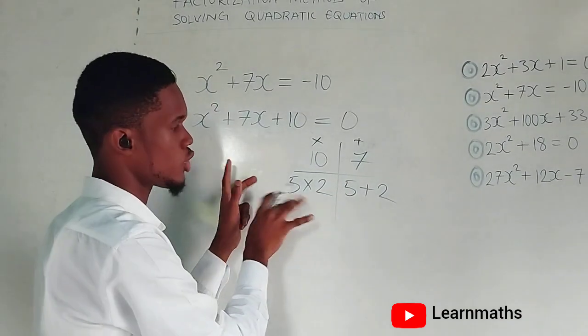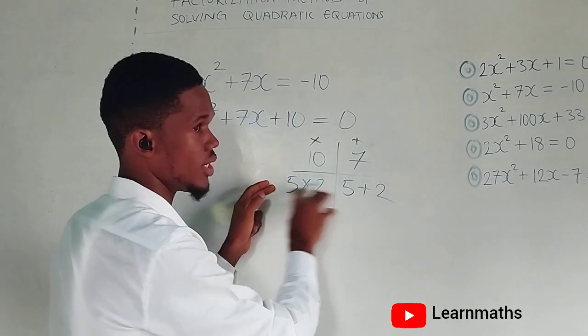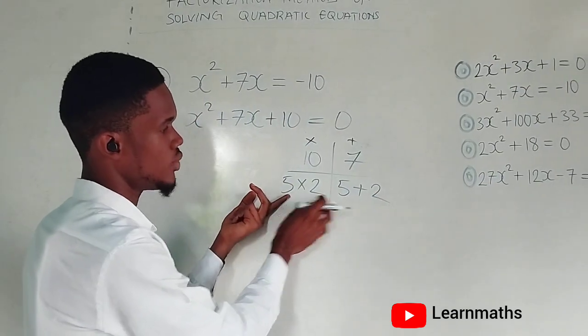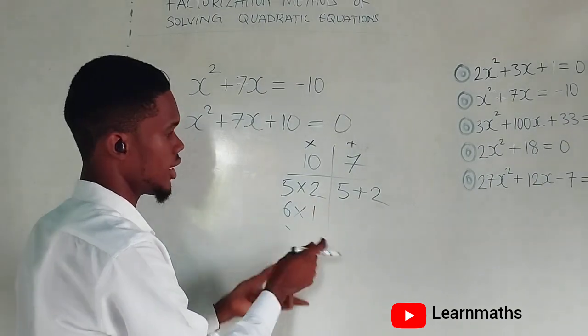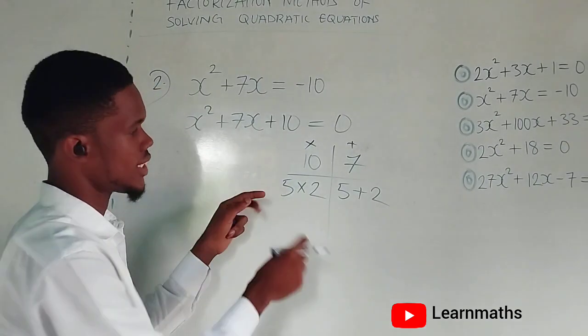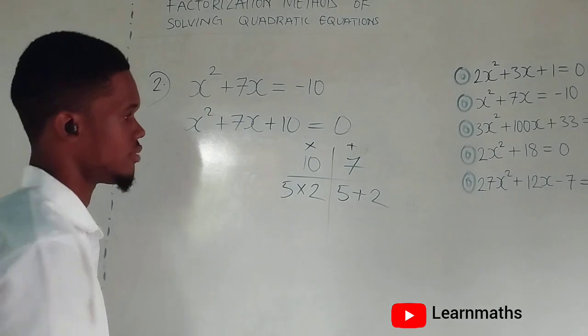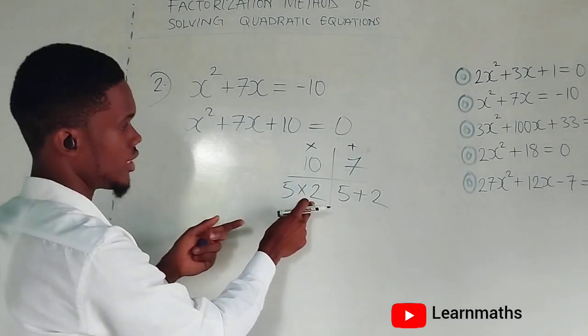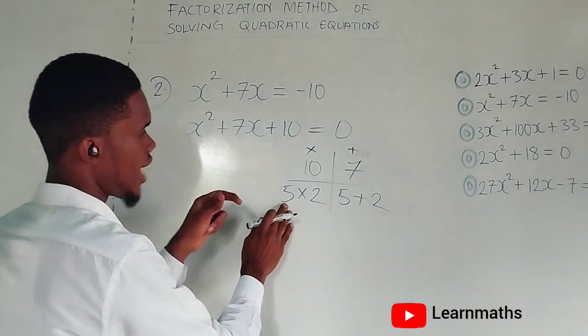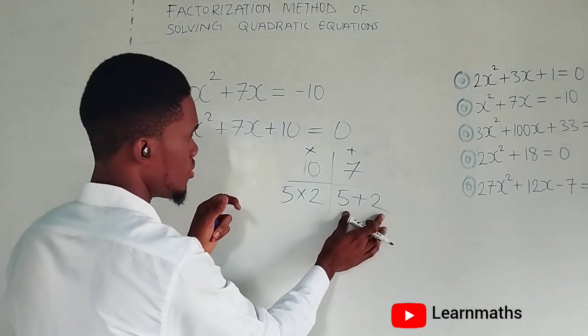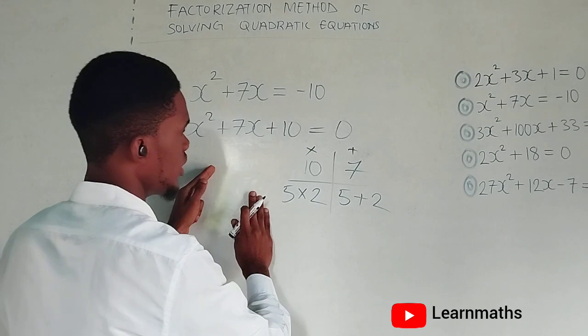It must not always go right on the first try. You might try 5 and 2, it doesn't work. You try, let's say, 6 and whatever, it doesn't work. You understand? You keep trying. It's not necessary that the first try will be successful, right? But luckily for us, 5 and 2 give us 10, 5 plus 2 give us 7. So now I've got 5 and 2, 5 and 2. We replace the middle term 7x with 5 and 2.